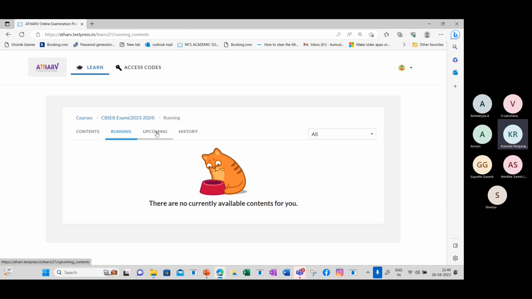Once you start the exam, the timer will begin. Supposing that exam is for 45 minutes, the timer starts, and at the end of 45 minutes, the exam will be submitted. Then you cannot take it up again.